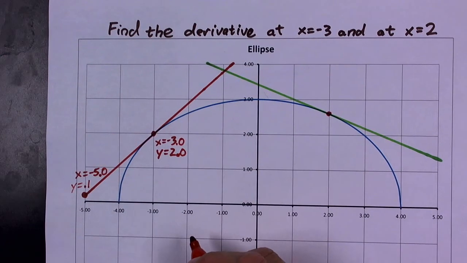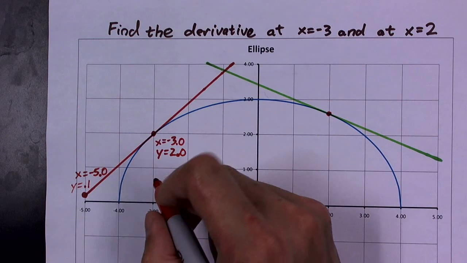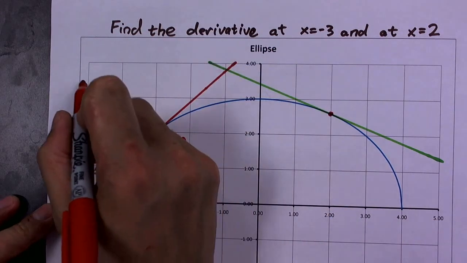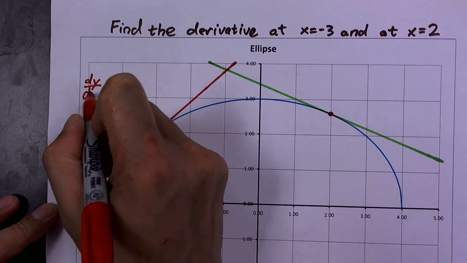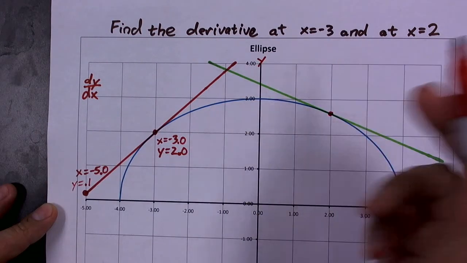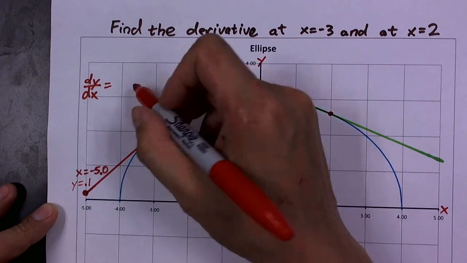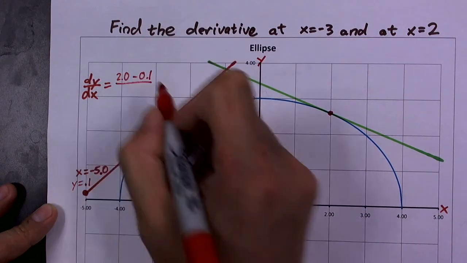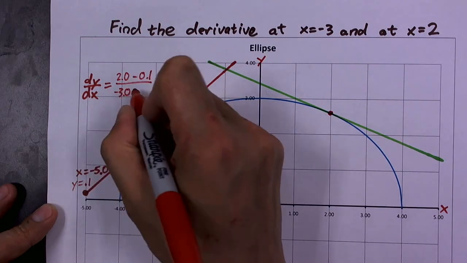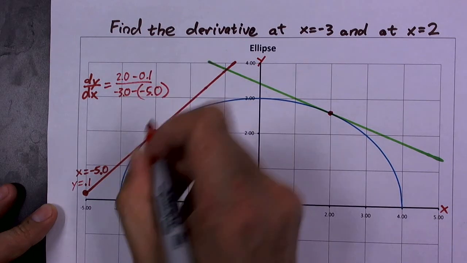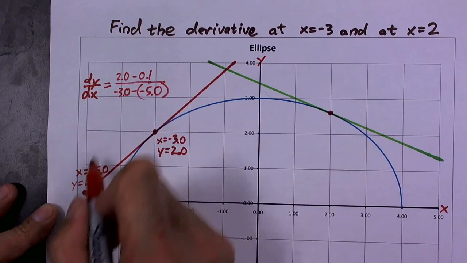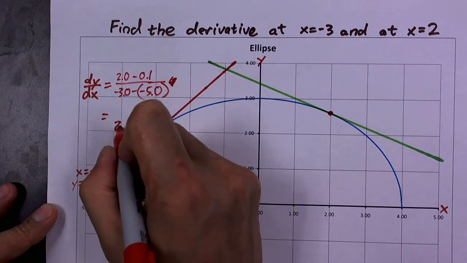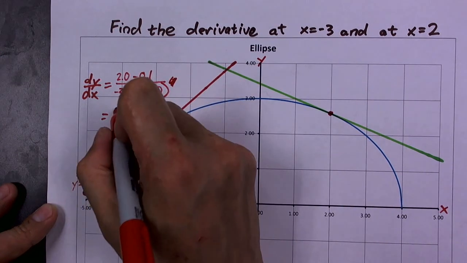Okay, so for the red line, we do our slope calculation. So that means that dy/dx. We'll just call these the x and the y axes. Forget about all the other complications I involved. But we get our change in y, so that's going to be 2.0 minus 0.1 divided by our change in x, so that's negative 3.0 minus negative 5.0. Okay. Don't forget, you're subtracting, but it's negative. So the denominator, actually let's work downwards. The denominator comes out to positive 2.0. The numerator comes out to 1.9.